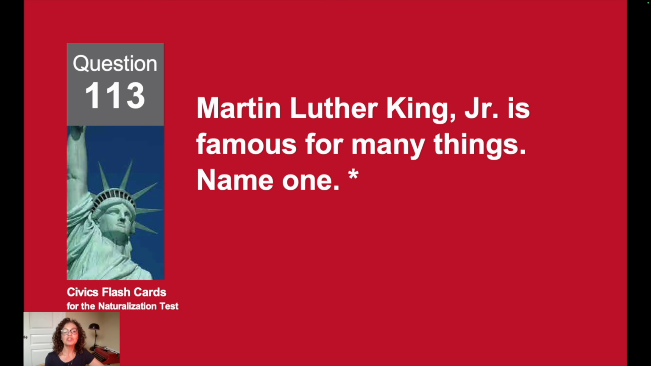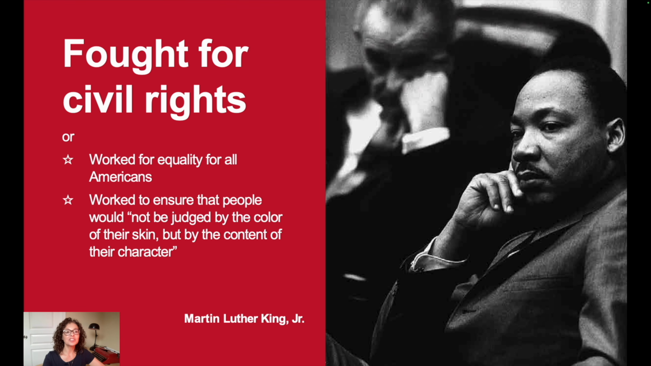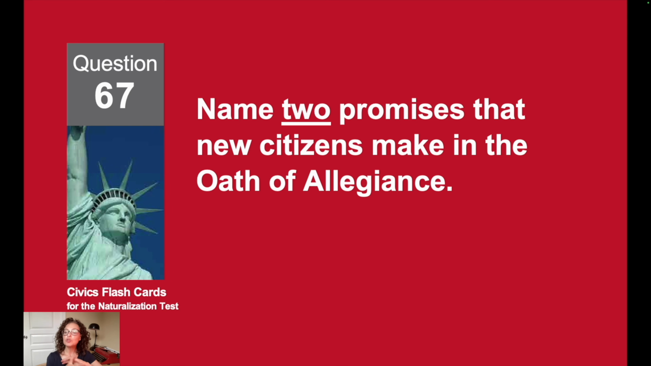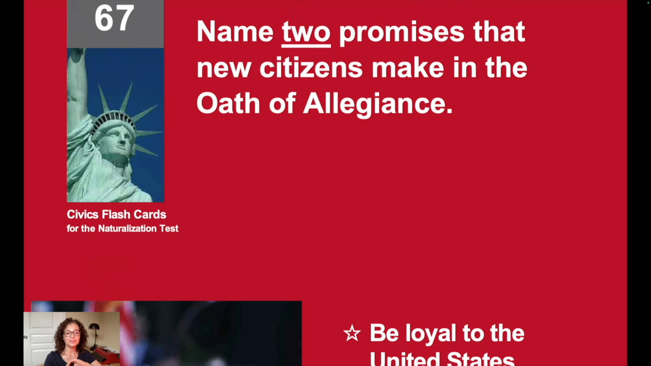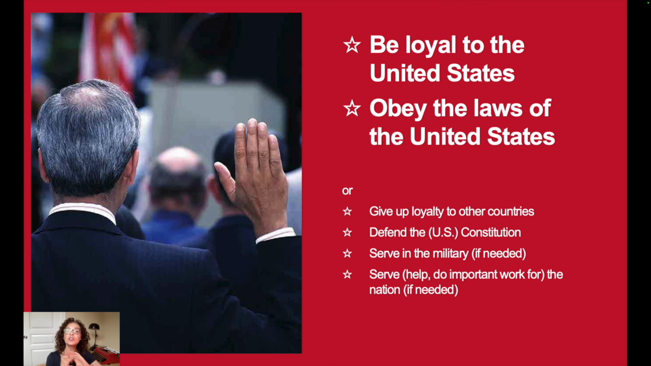Martin Luther King Jr. is famous for many things. Name one. Martin Luther King Jr. fought for civil rights. Name 2 promises that new citizens make in the Oath of Allegiance. To be loyal to the United States and to obey the laws of the United States.